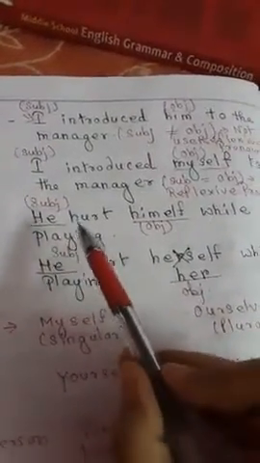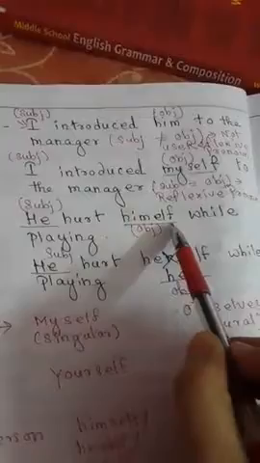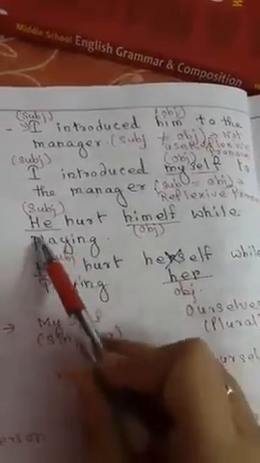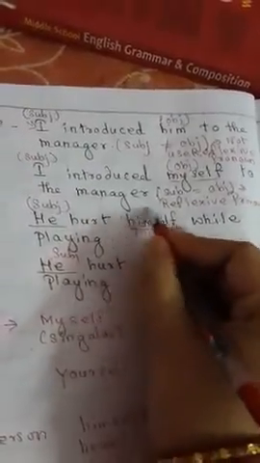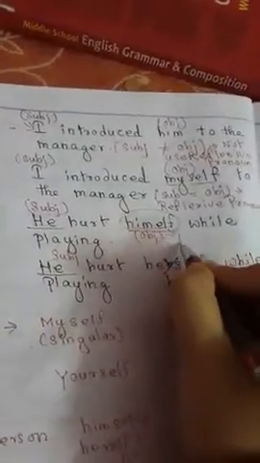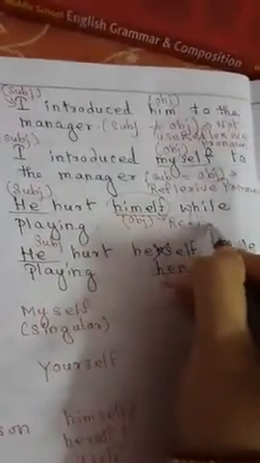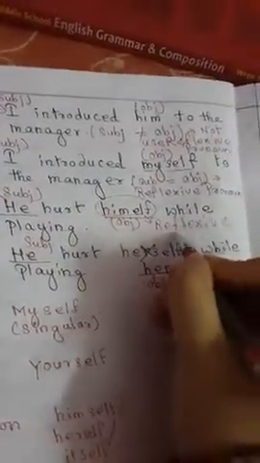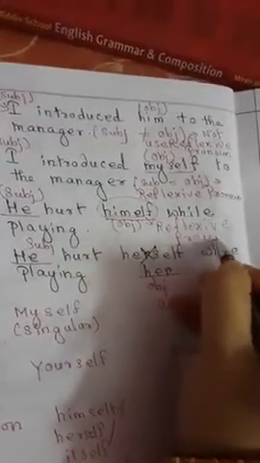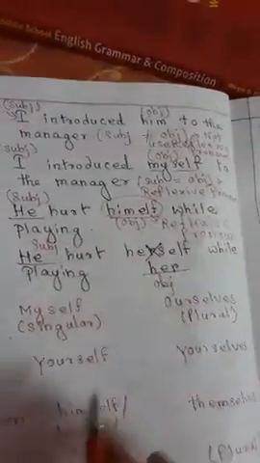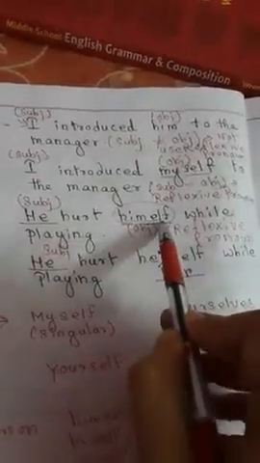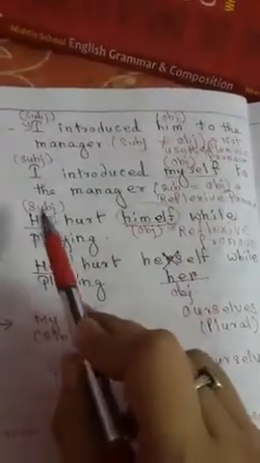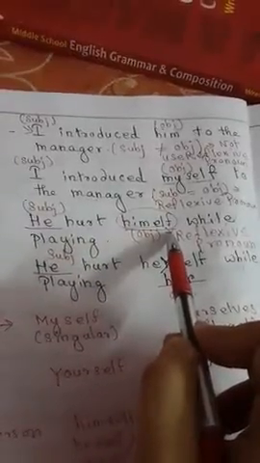Next example, see, he hurt himself while playing. So in this case, I have used himself, which is a reflexive pronoun. This one is a reflexive pronoun. Now here, the subject he and himself, that is the object, are both the same. He hurt himself while playing.